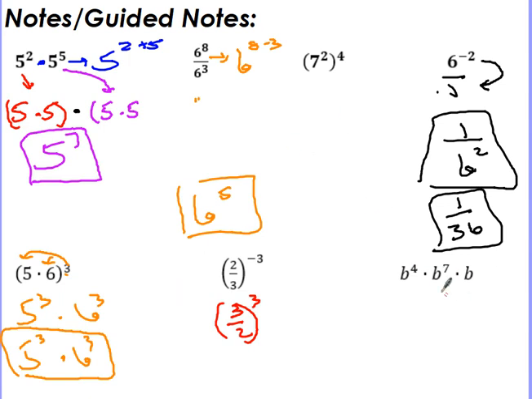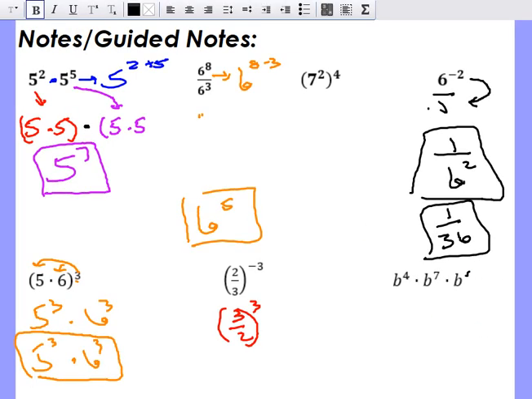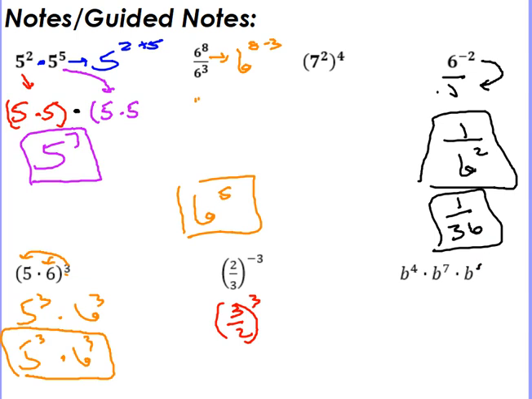And then finally, you will have to do this with variables. With variables, it doesn't change anything. So if I have b to the 4th times b to the 7th times b, well, anytime we have a number that just doesn't have an exponent on it, there's a 1 up there. That's a really, really bad 1. I'm sorry. Let me fix that. Not that my handwriting is ever that good, but that's still a bad 1. Sorry, guys. But that's a 1. So anytime we have a letter without an exponent, it's really the same thing as having it to the power of 1.